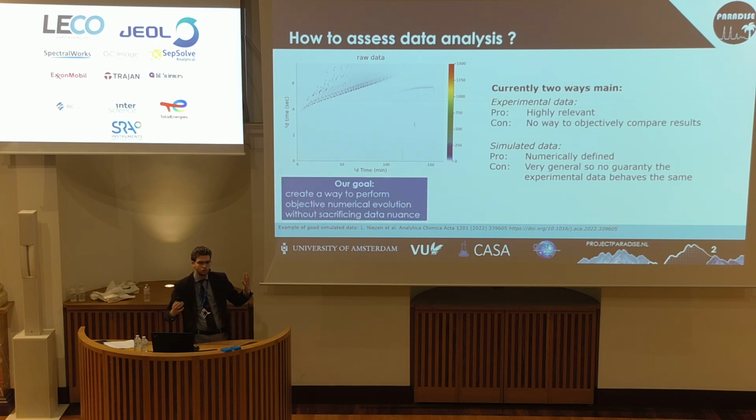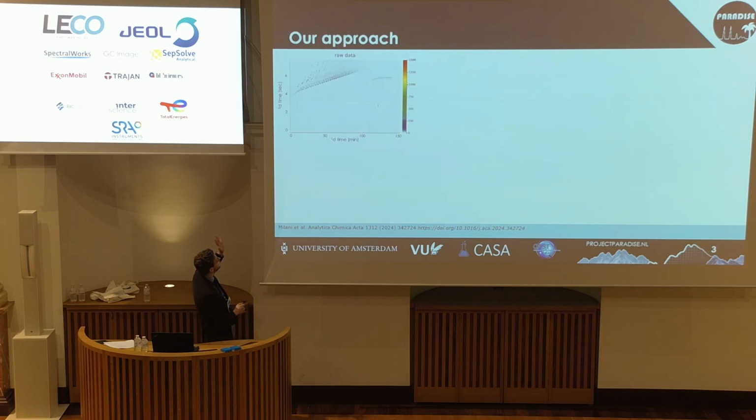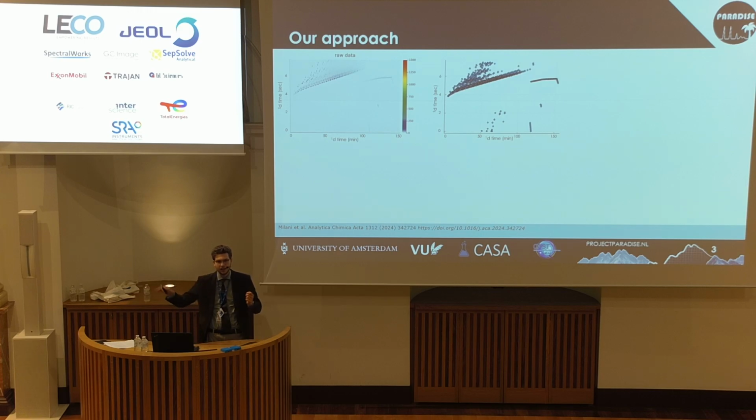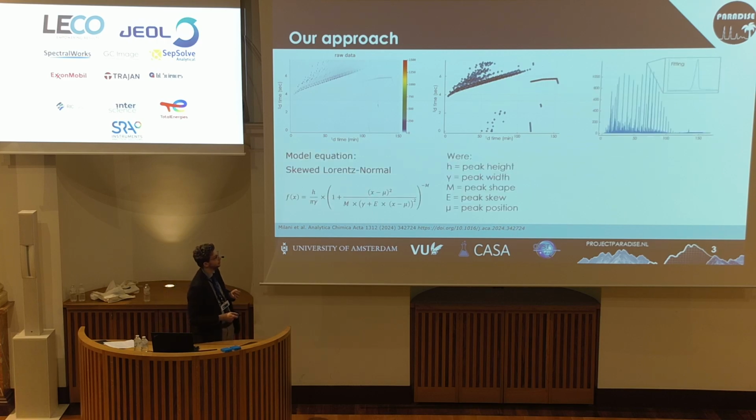So we set out to create a way to create a simulated data set while maintaining as much of the nuance from your experimental data as possible. So we started out with this beautiful GC-GC FID chromatogram. There's a lot of peaks in there, so we had a lot of stuff to work with. And we started with trying to find all the locations where there could be a possible peak, just using a general local maximum finder. And then we unfolded the chromatogram into its one-dimensional shape.